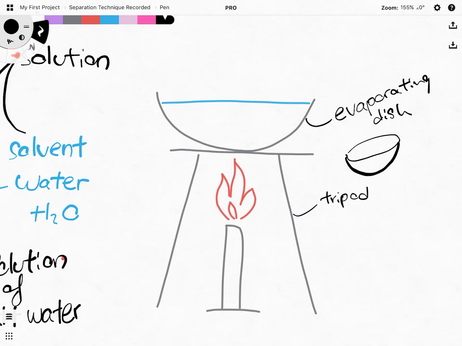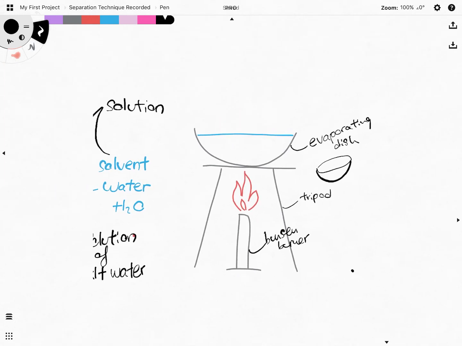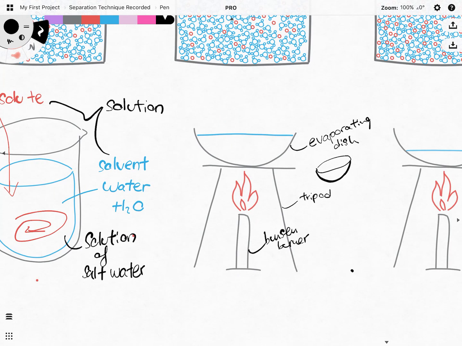This is a tripod stand. This is what you put your evaporating dish on, so it can be propped up like on a table. This is a Bunsen burner, where the heat source comes from. And inside the evaporating dish is where I'm going to perform a little bit of magic. Okay, I want my solute back from the solvent. First thing I'm going to do is I'm going to pour the solution into the evaporating dish.